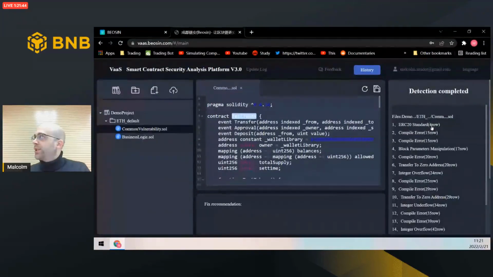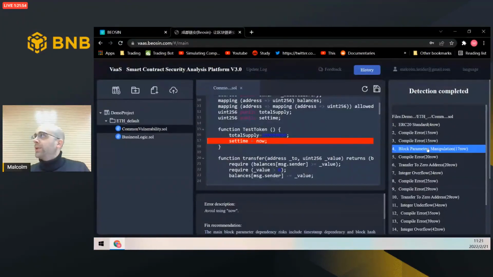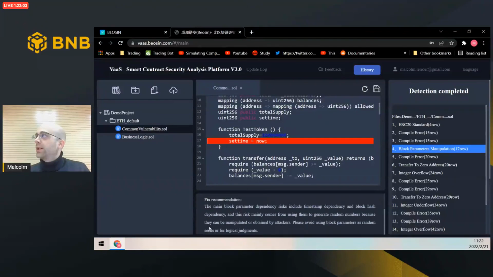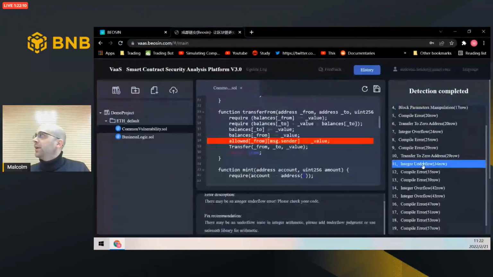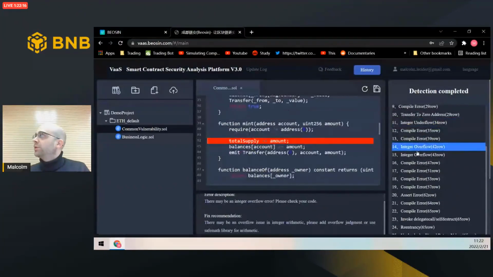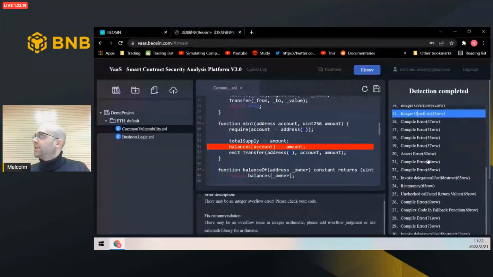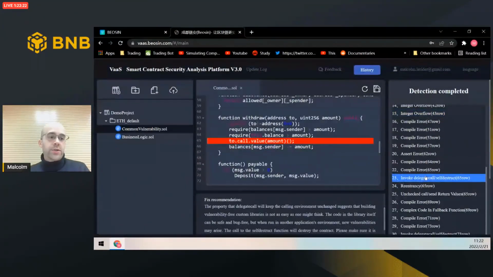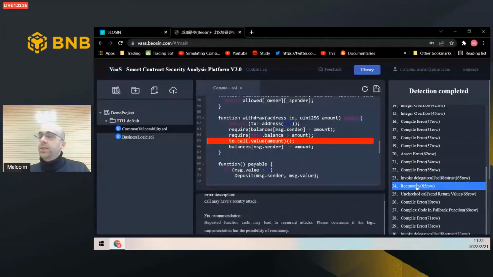And here we received very quickly a full list of vulnerabilities in this contract. So for example, we can see block parameter manipulation here. You can just click whichever vulnerability you like, and it will display it directly in the source code with a short feedback down below. We can see an integer underflow, which we talked a little bit about earlier. We can see an integer overflow, two of them over here. We can see a possibility for the contract to be invoked with self-destruct here. We see a reentrancy or possible reentrancy vulnerability here.